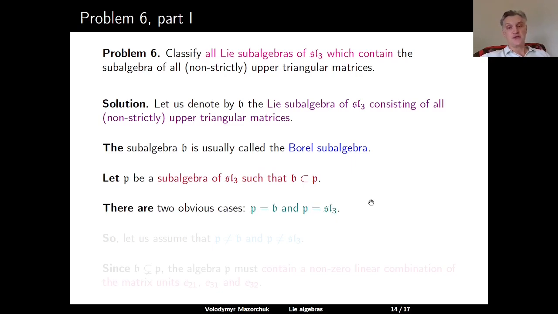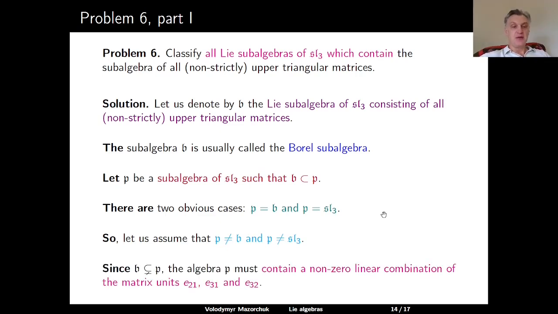There are two obvious choices for P. We can take as P the Borel subalgebra itself, or the whole algebra SL3. So there are two obvious choices. Let's take them out and assume that our subalgebra P is not B and is not SL3. Since P contains the Borel and is different from the Borel, the algebra P must contain a non-zero linear combination of the remaining basis vectors in SL3, and these are the matrix units E21, E31, and E32.